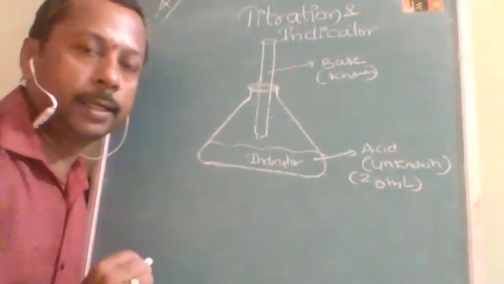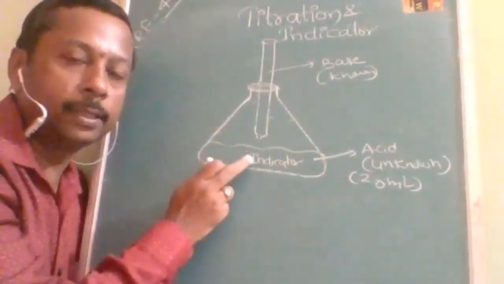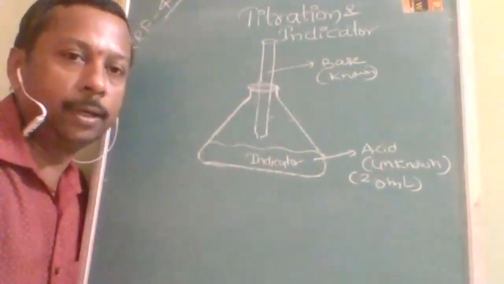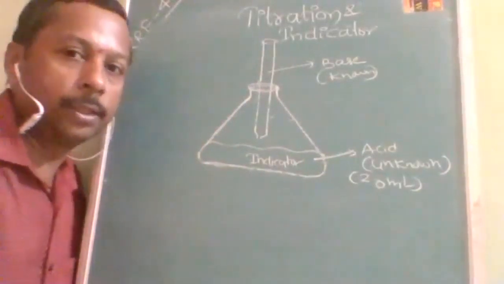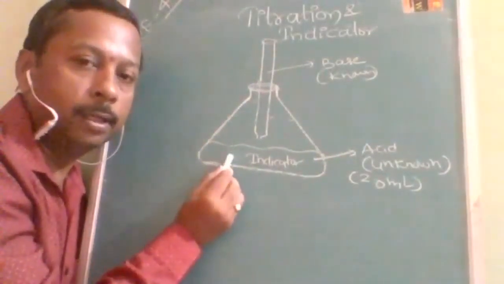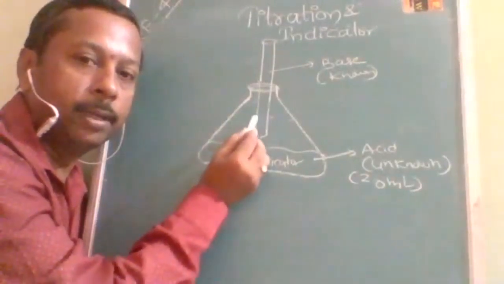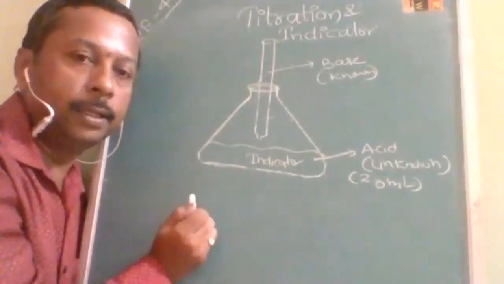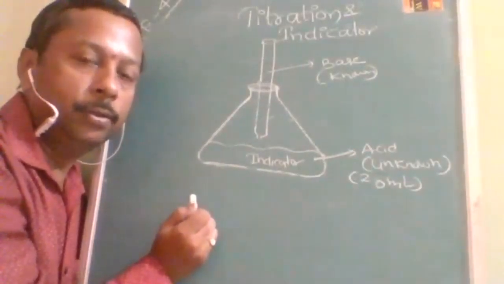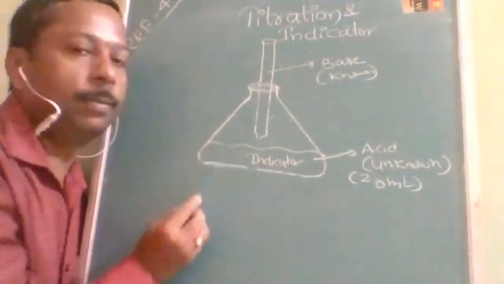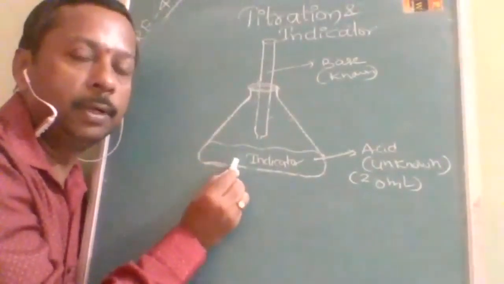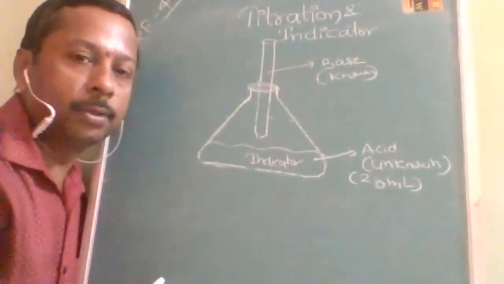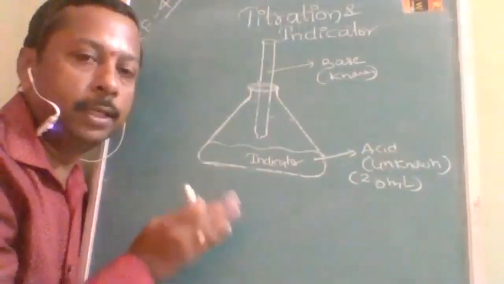Exactly the point where the complete acid is neutralized by the base is called the equivalence point or end point. When all the acid available here is completely neutralized by base, that point is called the end point. After that, if I add more, the solution will turn from neutral to basic. Initially it is acid, at the end point it is neutral, and after the end point, if I still add, it is basic. So there is a change in medium.